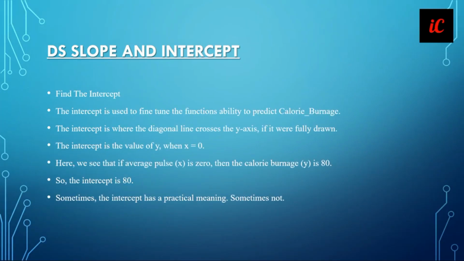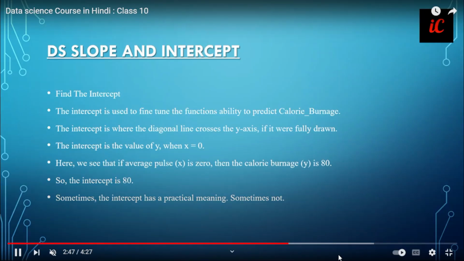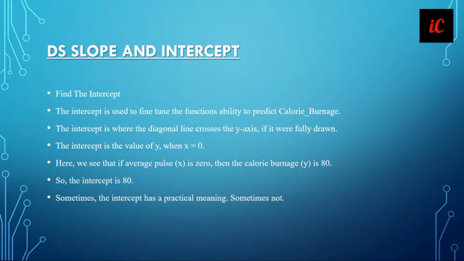Now let's see how to find the intercept. The intercept is used to fine-tune the function's ability to predict calorie burnage. It will tell you how many times the calorie has burnt. The intercept is the value of y when x is equal to 0. We see that if the average pulse x is 0, then the calorie burnage y is 80. So the intercept is 80.